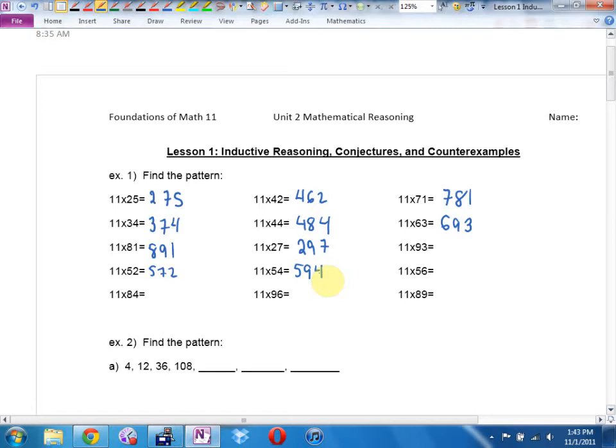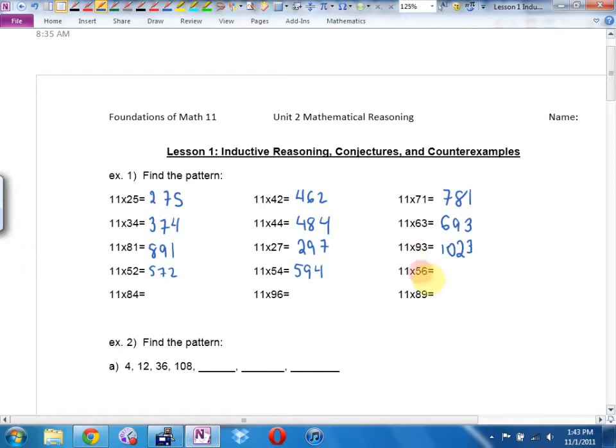Now, why did I skip the weird ones? Well, here I would go like this. The last digit is definitely a 3. The first digit is a 9. What's 9 plus 3? 12. Carry the 1. Instead of a 9, it should be a 10. Still works, though. I got to carry a number.